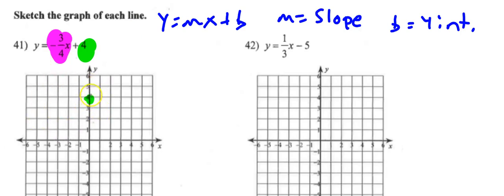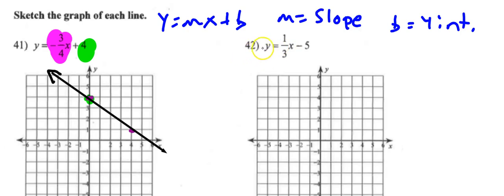So I'm going to go from this point at 4. I'm going to go down 3. 1, 2, 3. And over 4. 1, 2, 3, 4. And after that, I'm really going to be off the chart, off the grid. So now I just want to draw my line through those 2 points. It really should have an arrow at both ends. So that's the graph of that line.